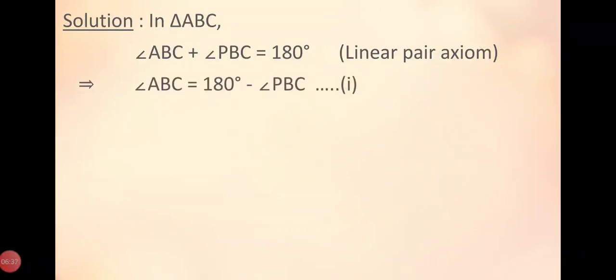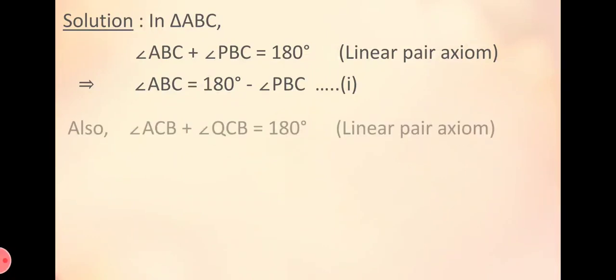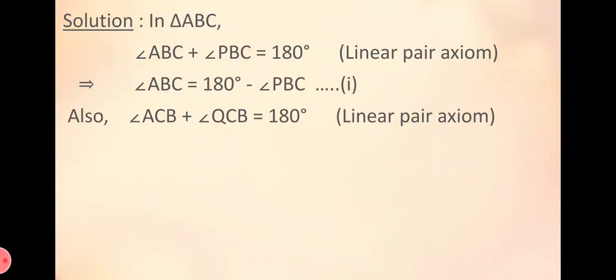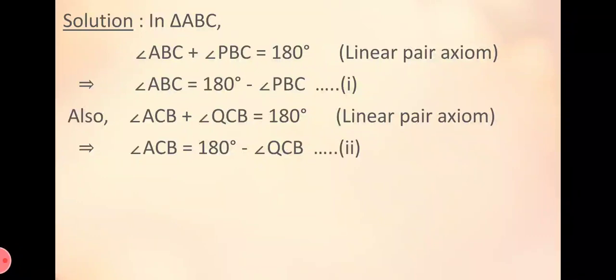Implies that angle ABC equals 180 degrees minus angle PBC. Let it be number 1. Similarly, angle ACB plus angle QCB equals 180 degrees according to the linear pair axiom, as I showed you in the figure. Implies that angle ACB equals 180 degrees minus angle QCB. Let it be number 2.